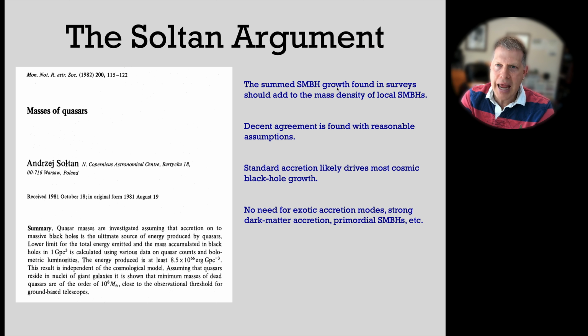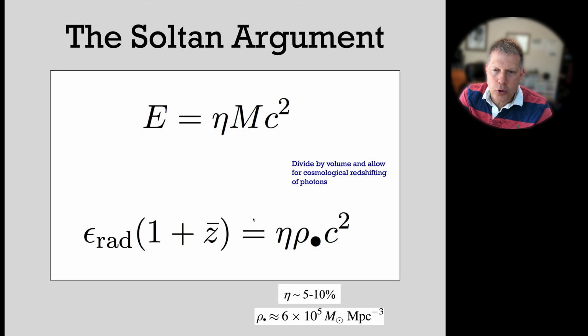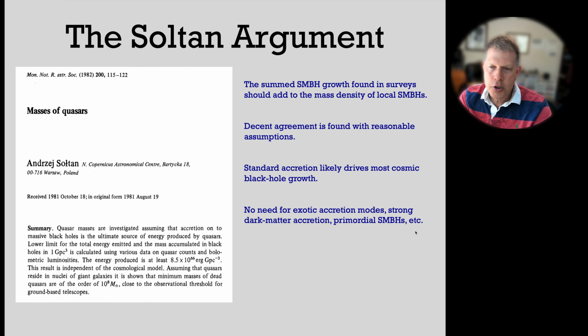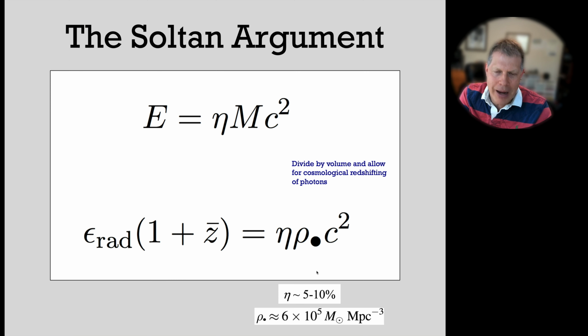In other words, you just take all the growth that we see, and it adds up pretty well to the mass density of black holes we find in the local universe around us today. The fact that these two terms balance serves as a pretty good constraint on how the black holes were manufactured. And as best we can tell, they were manufactured by standard accretion. You don't need any exotic stuff going on to make these black holes.